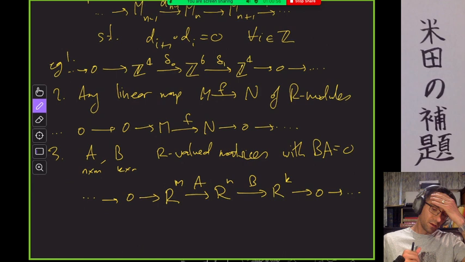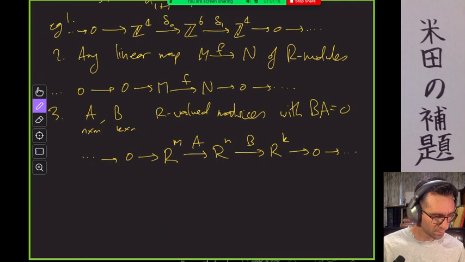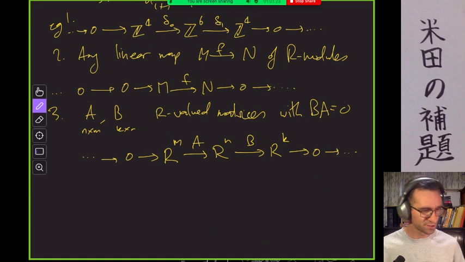Instead of just numbers, we're going to get co-chain complexes. And then from that, we're going to get more things. There's a bunch more examples in the notes and a couple of definitions, which I don't need right now.